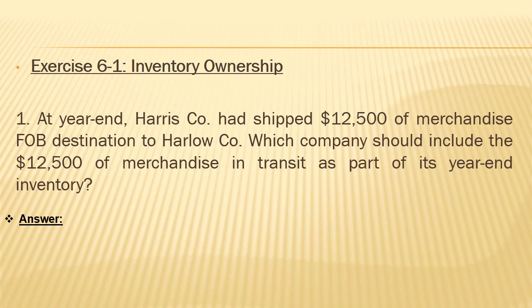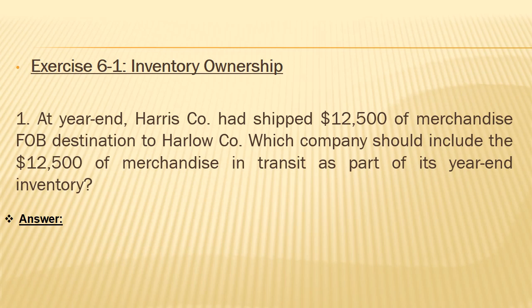Okay, here Harris is the seller, shipped some merchandise inventory to Harlow, so Harlow here is the buyer, and the agreement between them is FOB destination. The agreement for paying the transportation cost is FOB destination. We said before that for FOB destination, the seller is the one responsible for paying the transportation cost, and also the seller is responsible for the goods when it's in transit, on its way to arrive at the buyer's destination. So it is the responsibility of the seller until it arrives at the buyer's destination.